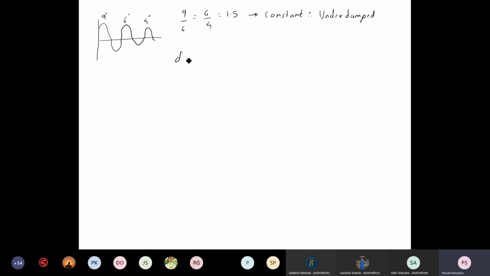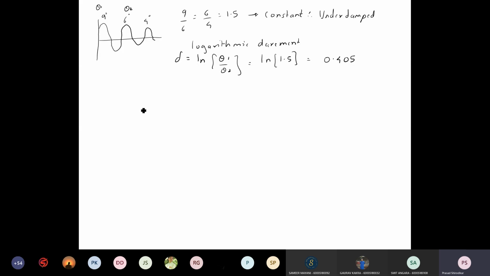First thing we will calculate is the logarithmic decrement, delta. That will be the natural log of theta 1 by theta 2, the natural log of successive amplitudes. So that will be the natural log of 1.5, and that comes out to be 0.405. Again, note down the value, we will need it for calculation.